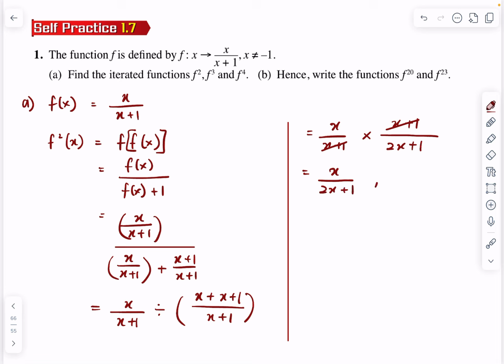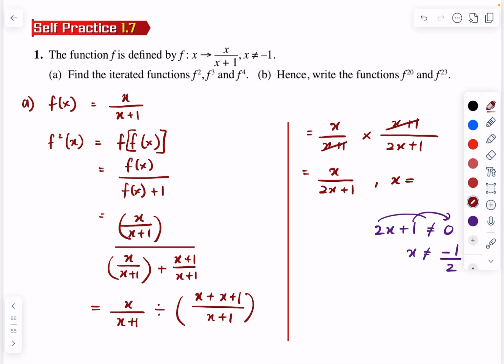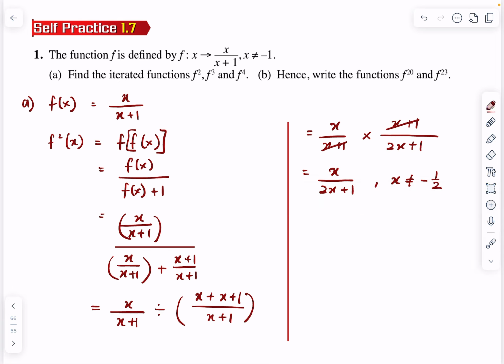Whenever you have x in your denominator, you must make sure to write the condition where the denominator cannot be 0. So let's look at how to make the denominator not be 0. 2x plus 1 cannot be 0, that means x cannot be negative 1 over 2. You can do this on rough paper; you don't have to show that working. This is f square x.